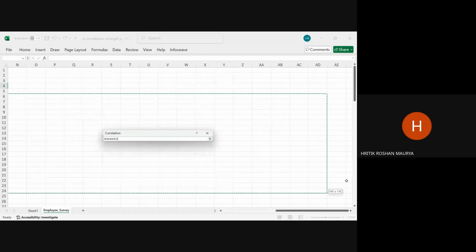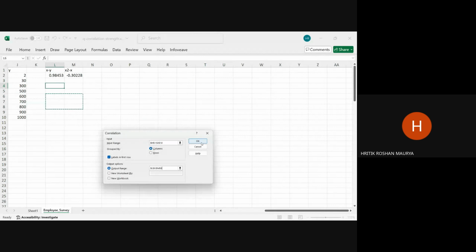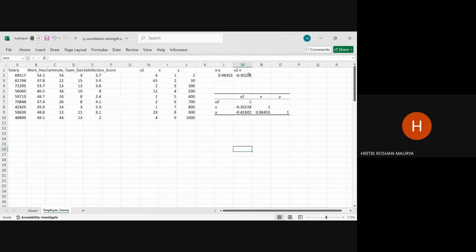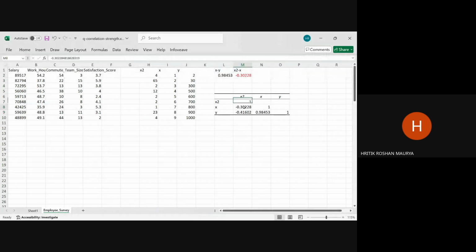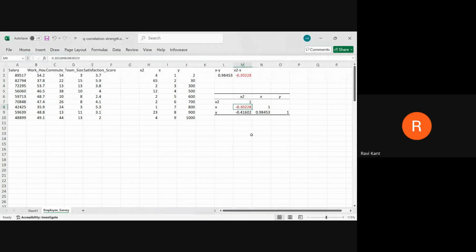I will select this field, any random one, and here you can see the output is visible, the same value, x2 and x. The same value is also present here. Am I audible? Yes, sir. Yeah, so this is the x2. Can you show the steps again?